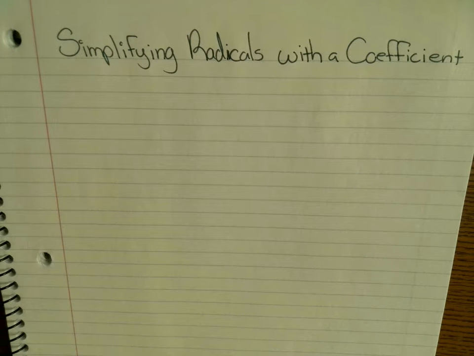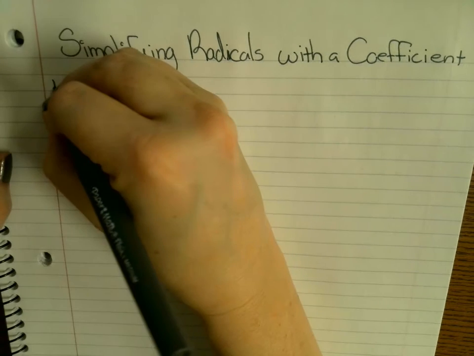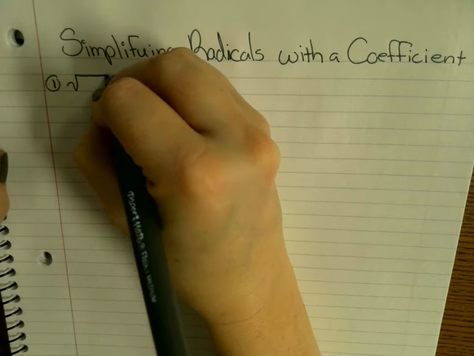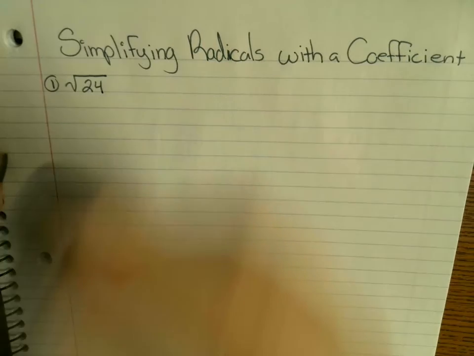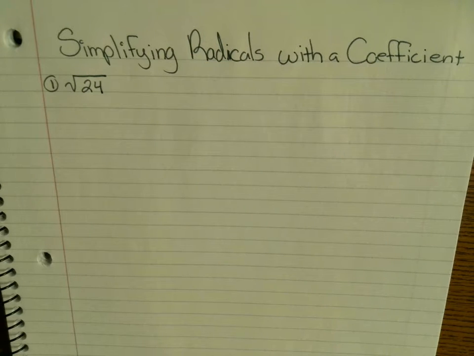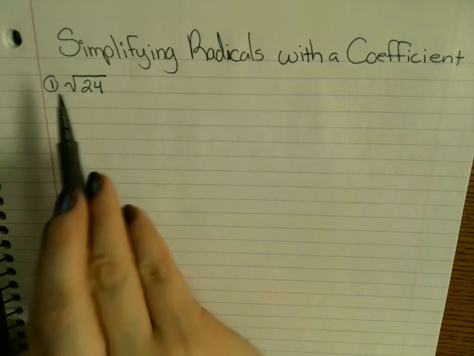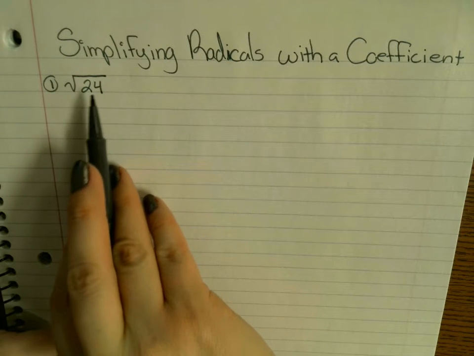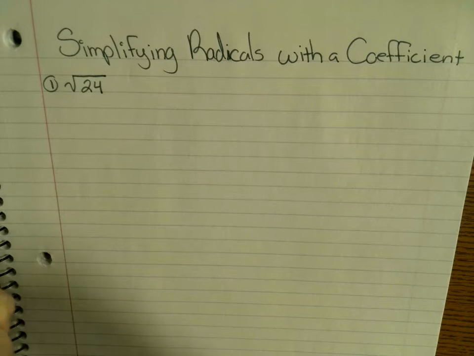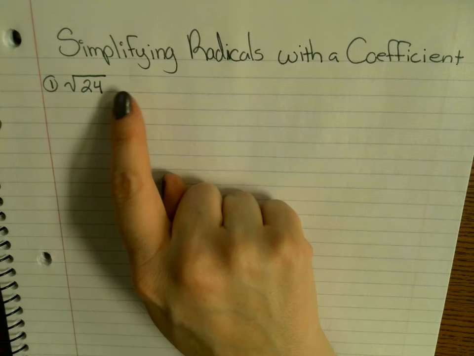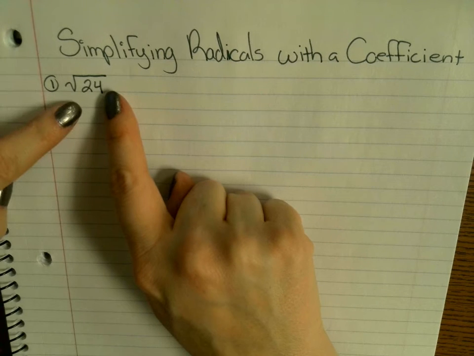You already know how to simplify basic radicals. So if I give you the square root of 24, I'm looking for a perfect square that can divide nicely into 24. I want to break 24 up. The closest perfect square I know to it is, well, 25.